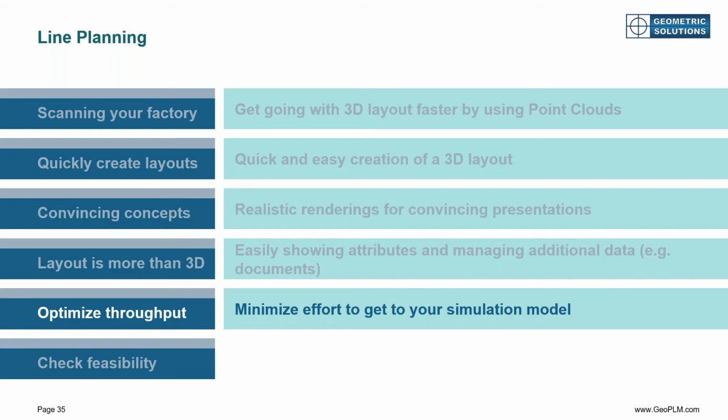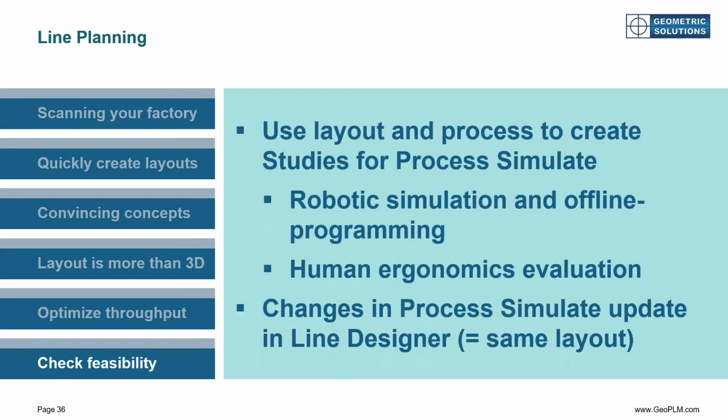So, we're minimizing effort to get simulation models being used downstream. So the last area is checking feasibility, and I actually have an area after this, some new features that have been added recently, so I'm going to talk about those. Process Simulate is another tool. It's really robotic simulation and offline programming. I can actually program my robot right from that tool, and I can do human ergonomics evaluation.